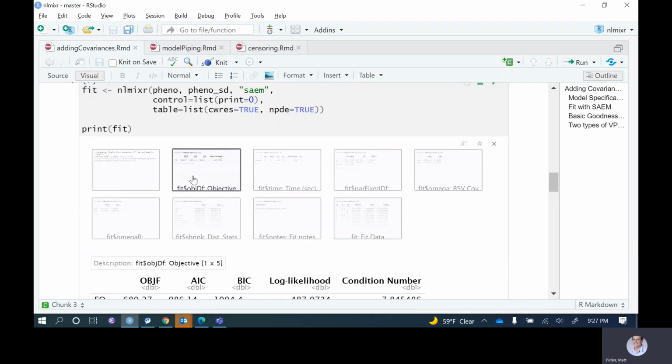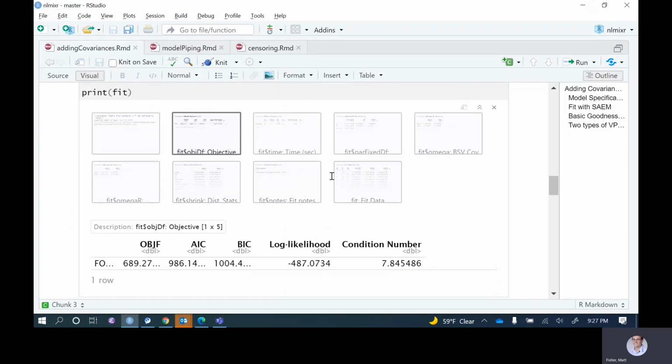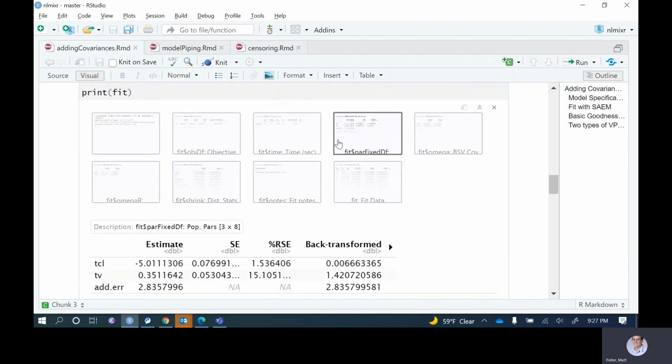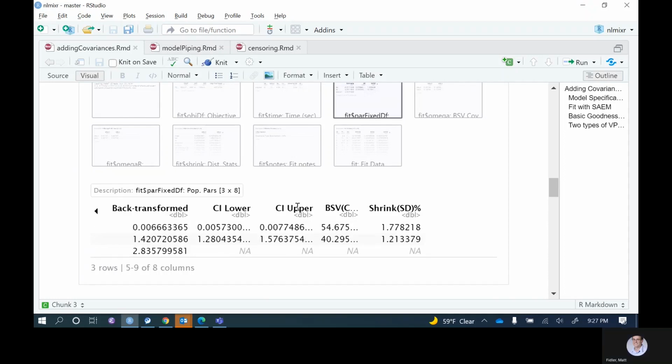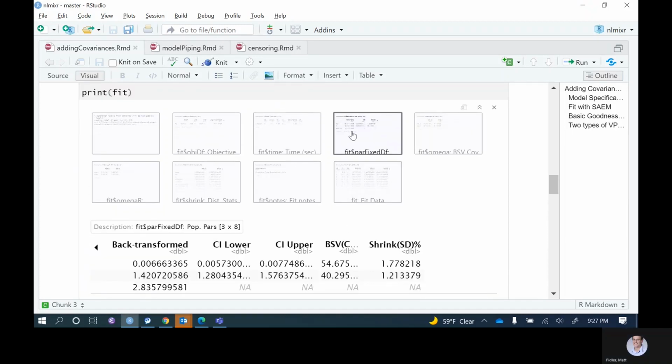Here we can see the objective function, it seems reasonable. And we can see the parameter estimates. And here we have the estimate and the back transform value. You can see negative, it makes a small clearance value. And then we have a typical value for the volume and the additive error. We also have the confidence bands and the CP percentage that we can go through and look at.